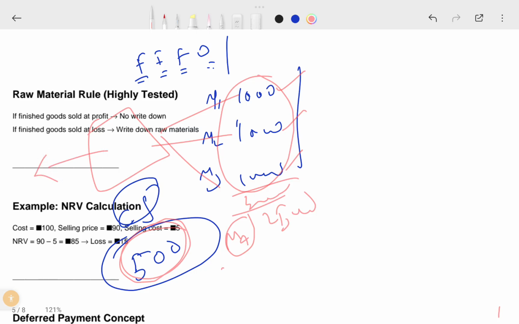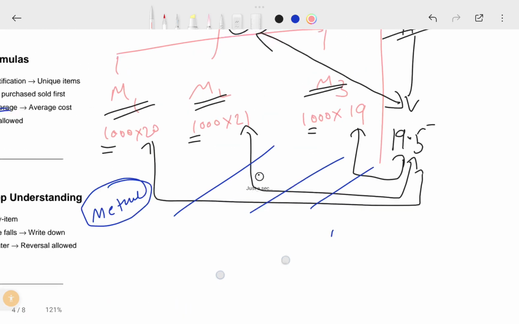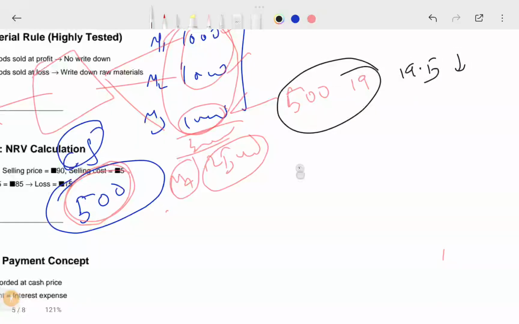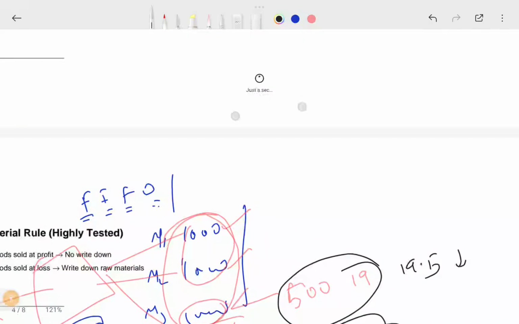In this case, while calculating by the FIFO method, first in first out means out of these 2500 sales, first we complete the 2000, and the balance is completed from here. So the balance 500 is available from month 3 purchases. The month 3 cost is 19 and the NRV is 19.5. So whichever is lower, 19. 500 into 19 is the answer if you follow the FIFO method.